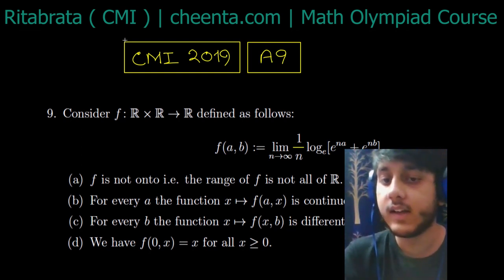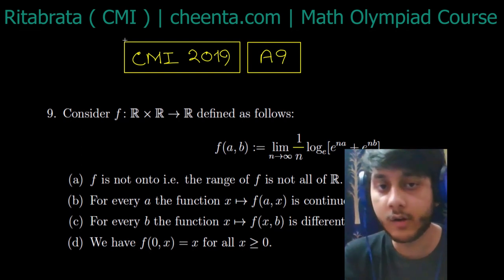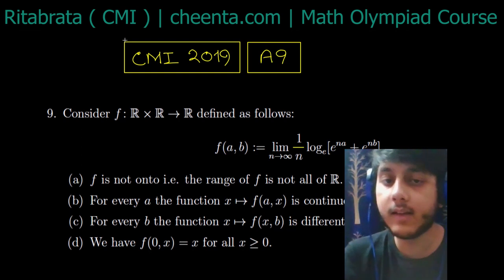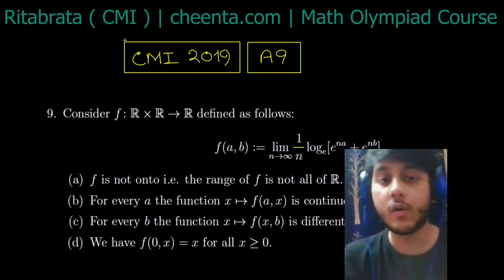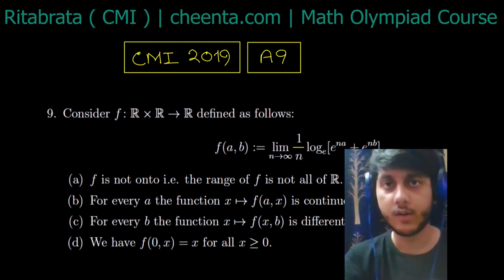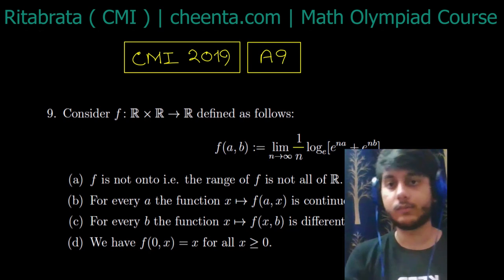Whether we have f(0, x) identically equal to x for all x greater than or equal to 0 or not. Whether the map x goes to f(a, x) is continuous or differentiable or not. I have to check these things. So let's do this out.